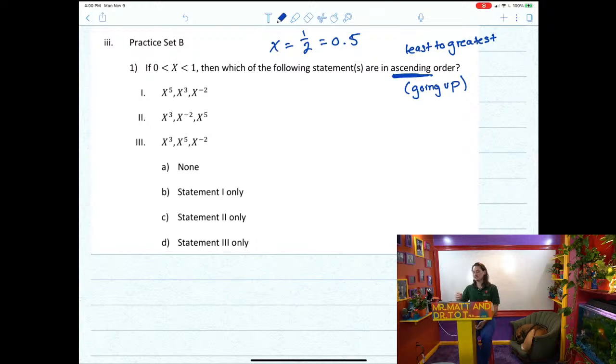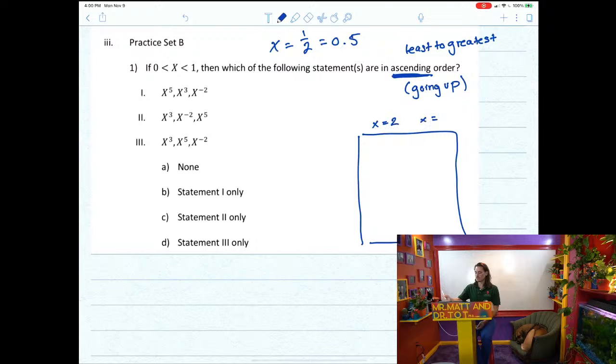So normally, let's just think about, let's let x be equal to either 2 or a number in between 0 and 1, let's say 1/2. Let's look at x to the 5th, let's look at x to the 3rd, let's look at x to the negative 2.